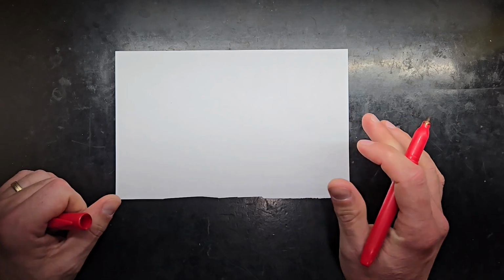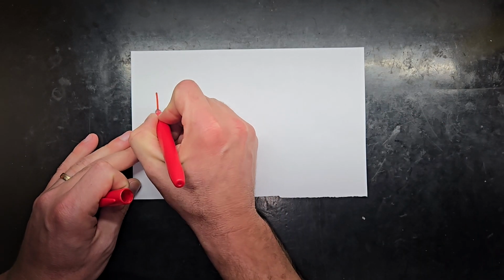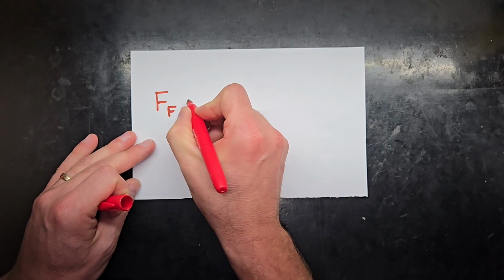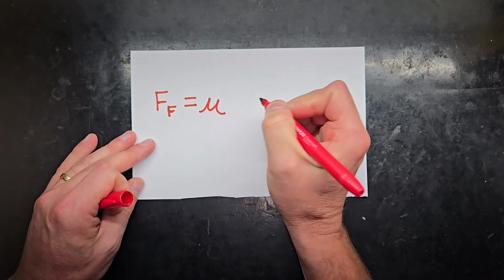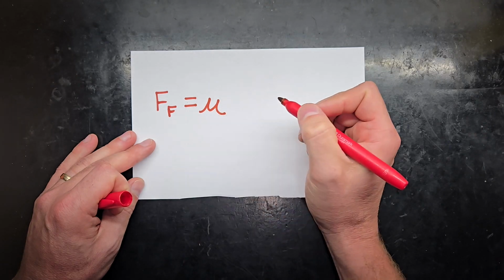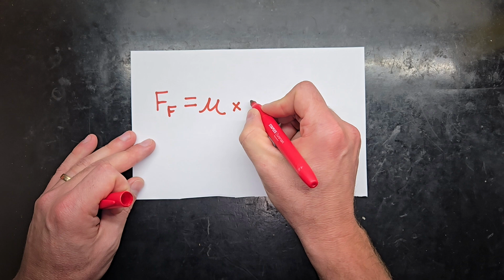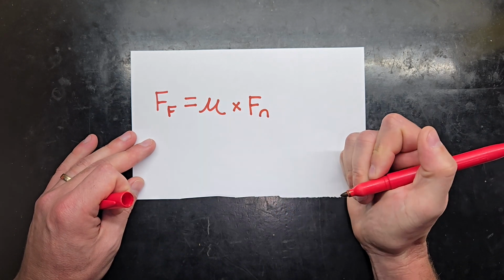So we know we have a force of friction, and in engineering, we like to calculate things. So our friction force equals our coefficient of friction, which is the Greek letter mu, times our force in the normal direction.